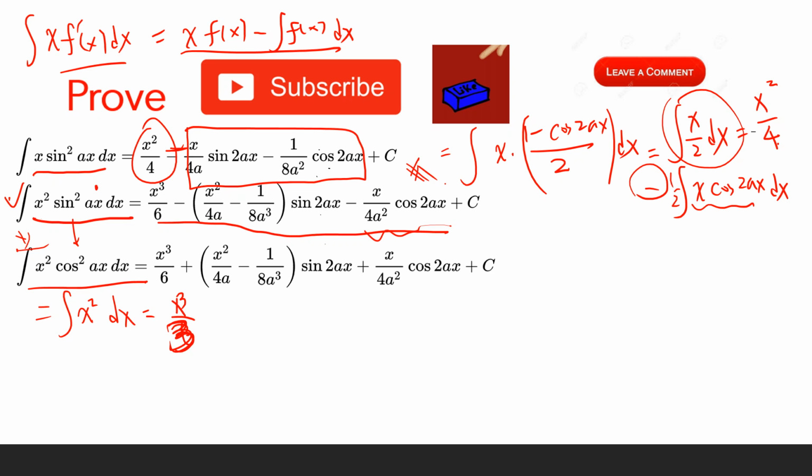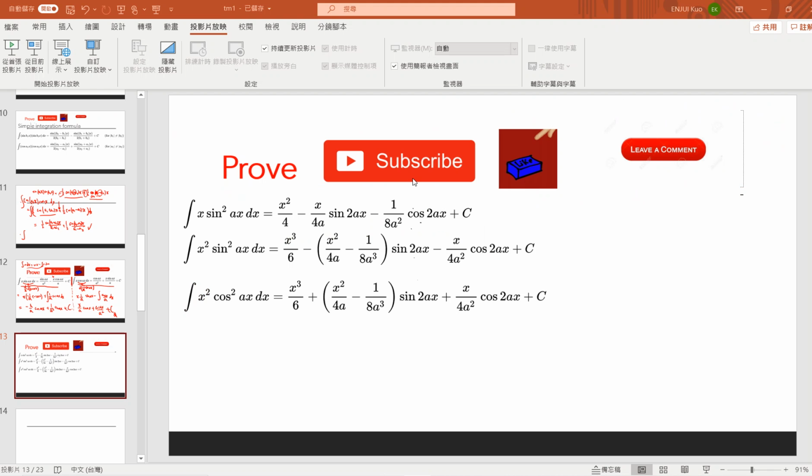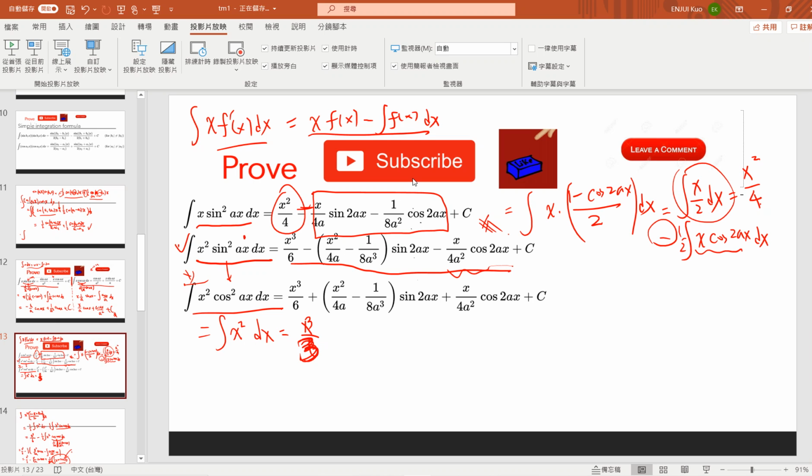Basically that's the strategy and the proof, and I will leave the computation as an exercise. But basically that's it. I will see you guys in the final video of the trigonometric integration.